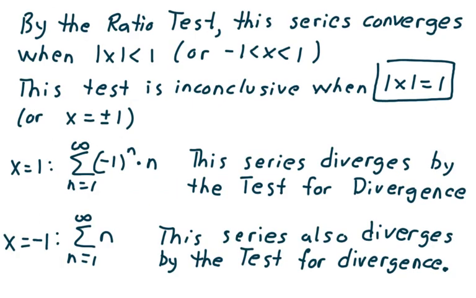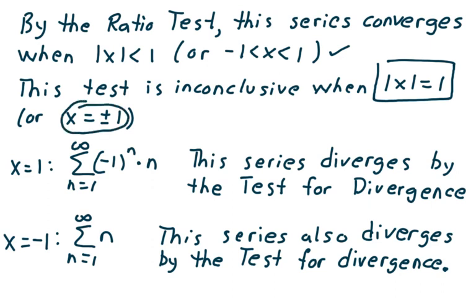By the ratio test, this series converges when the absolute value of x is less than 1, or when x is greater than negative 1 and less than 1. And the test is inconclusive when the absolute value of x is 1. This is why we have to test endpoints. Now, remember, the absolute value of x is 1 when x is 1 or x is negative 1.